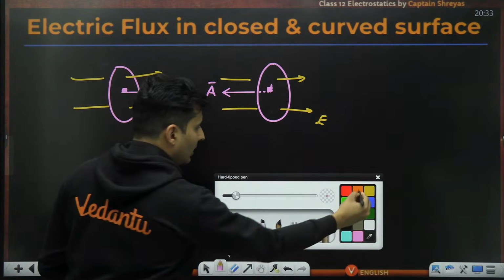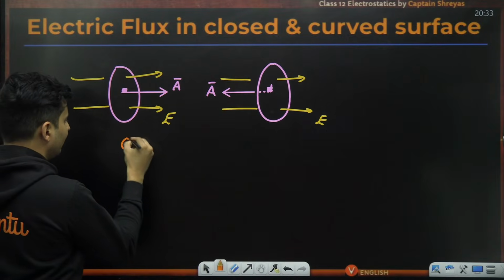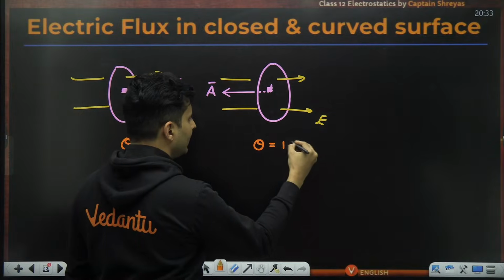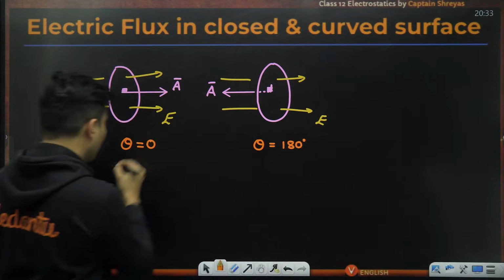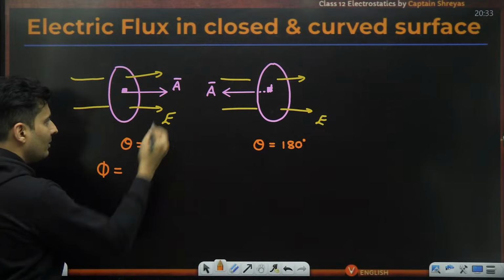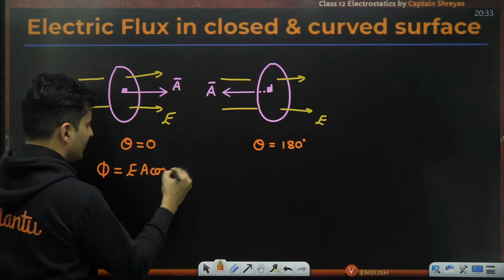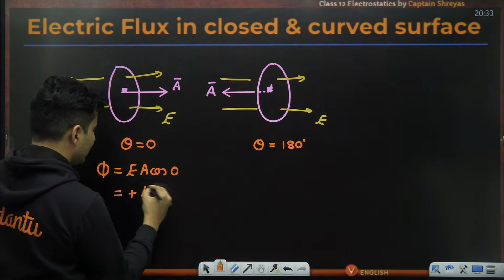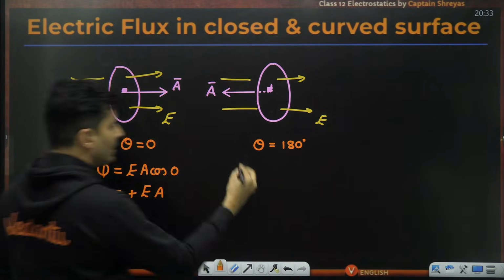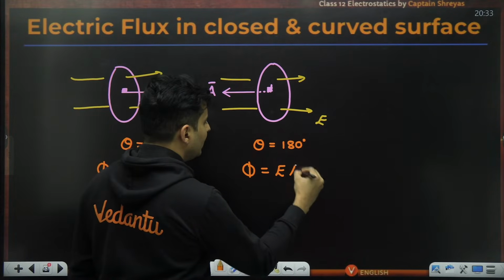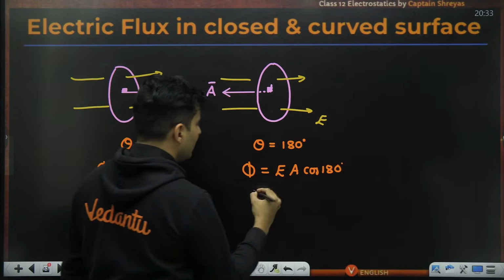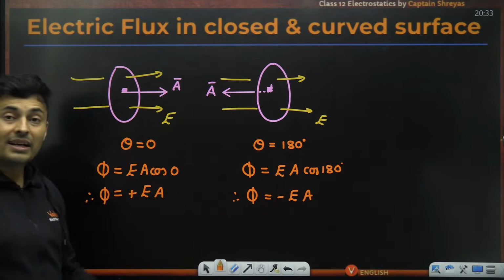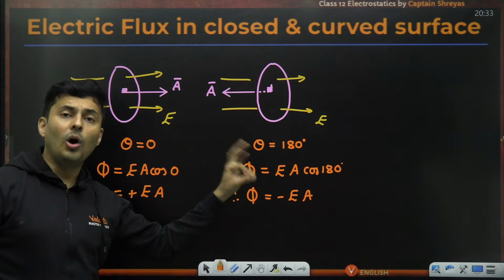In this case, you will notice the angle between the area vector and the field is 0. In this case, the angle between the area vector and the field is 180 degrees. So here, the flux will be EA cos 0. Cos 0 is 1, so it will be plus EA. But here, the flux will be EA cos 180. Cos 180 is minus 1, so the flux will be negative EA. So the flux is the same in magnitude but opposite in sign.